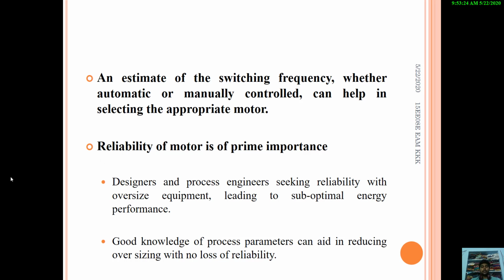The next one is that reliability of the motor is of prime importance. Designers and process engineers seeking reliability choose oversized equipment, leading to suboptimal energy performance. The size of the motor is a major factor for many engineers. You have to fit the motor in a given place, so based on the place we have to purchase a motor. That is place occupation. Good knowledge of process parameters can aid in reducing oversizing with no loss of reliability.